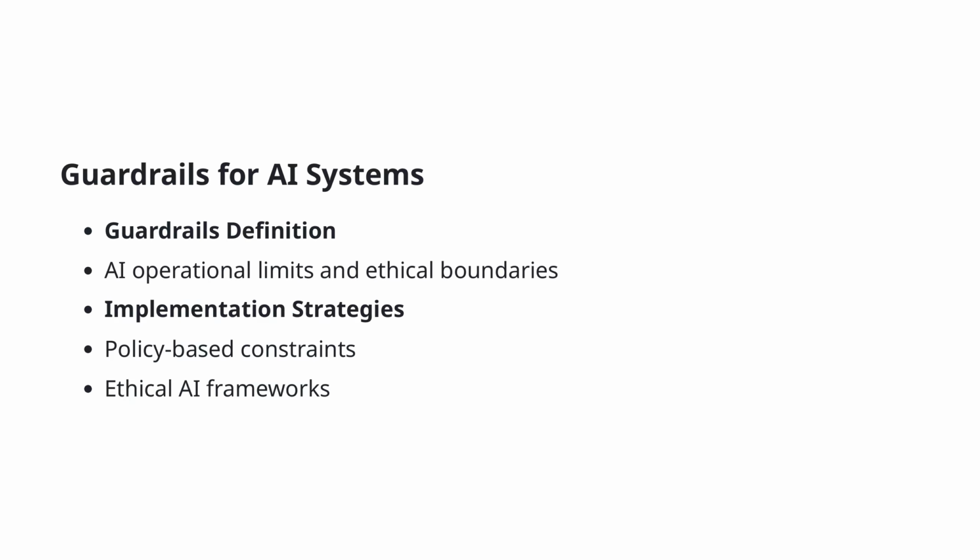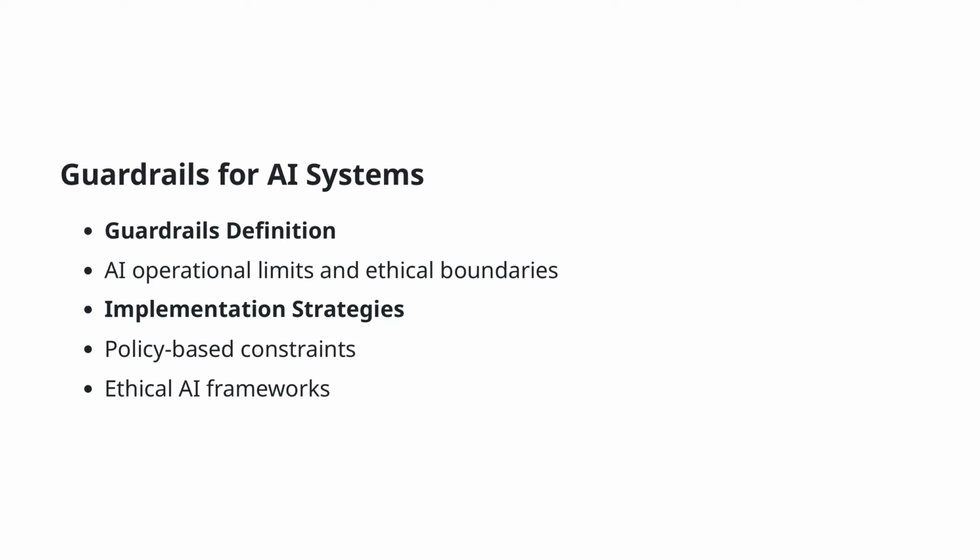In this slide, we'll examine the concept of guardrails for AI systems. Guardrails are essential in defining the operational limits and ethical boundaries within which AI systems must function. To begin, let's clarify what we mean by guardrails. These are the constraints and ethical guidelines that govern AI operations to ensure safety, reliability, and moral compliance.